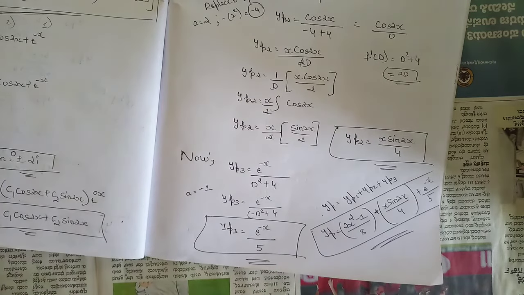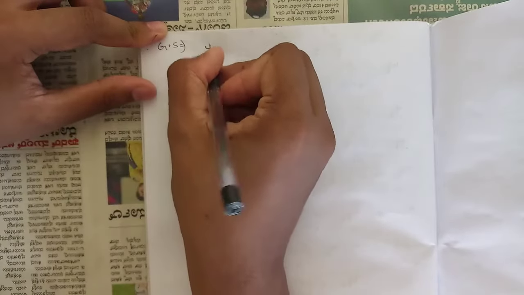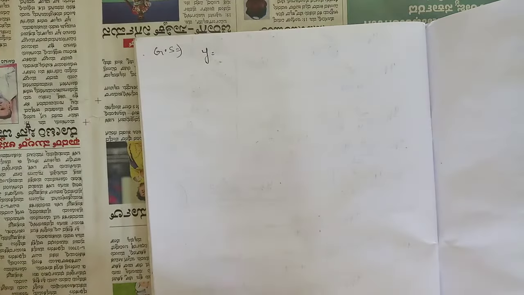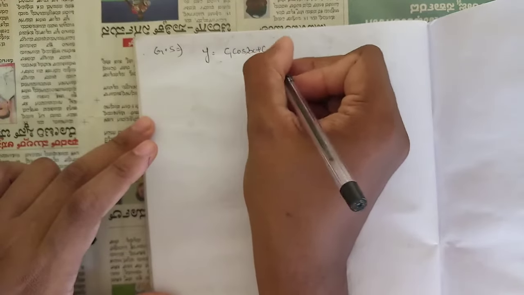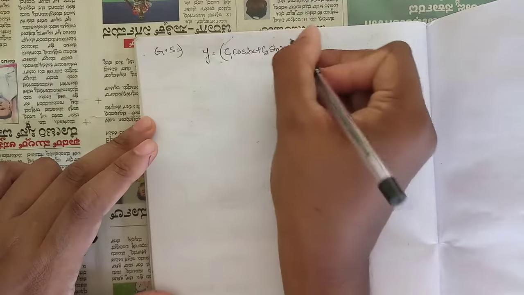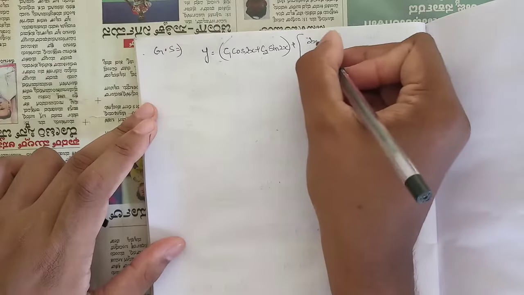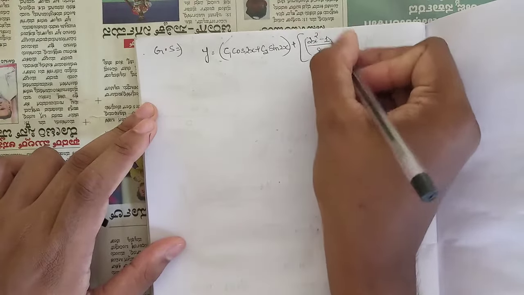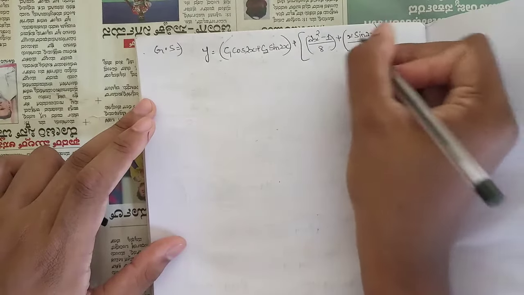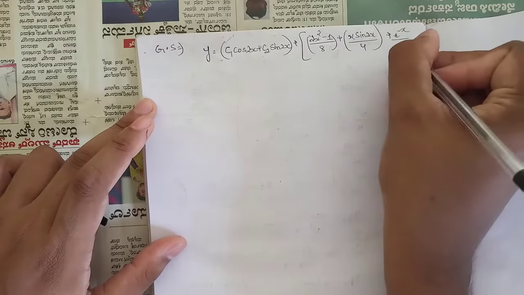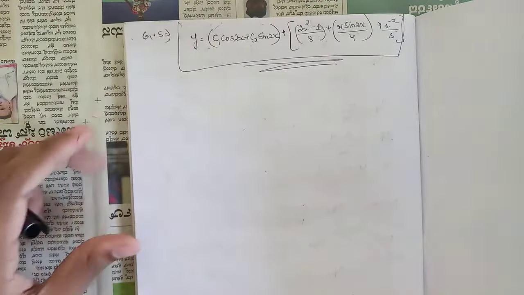So now we'll write the final answer of this. The general solution can be written as y is equal to yc plus yp. So yc we got as c1 cos 2x plus c2 sin 2x, plus the particular integral we got as 2x square minus 1 by 8 plus x sin 2x by 4 plus e to the power minus x by 5. So this is your final general solution.